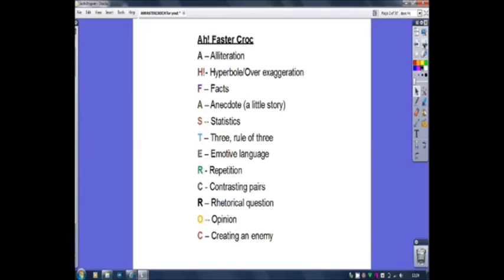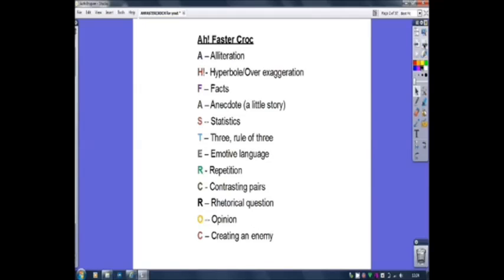T, the rule of three, the pattern of three, triplets, however you've been taught it. E is emotive language. R is repetition. C, contrasting pairs, and I'll explain what that is later using the great Jeremy Clarkson as an example. R, rhetorical question. O for opinion, and C for creating an enemy.